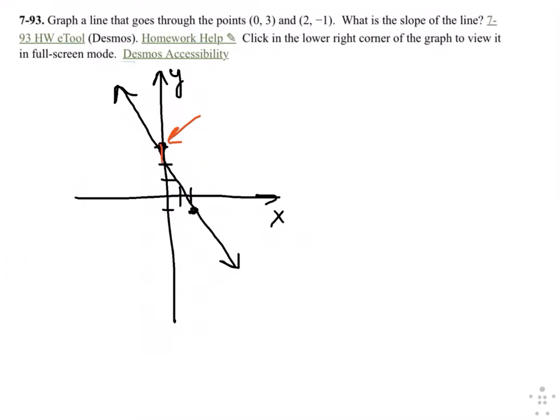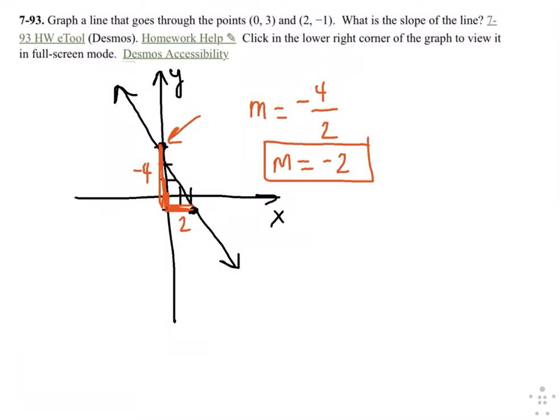And count down 1, 2, 3, 4 down, right? So that's 4 down I moved. So down 4, that's negative 4. And then over 2, that's positive 2. So down 4, that's negative 4 over 2 is the slope. And the slope comes out to be negative 2.